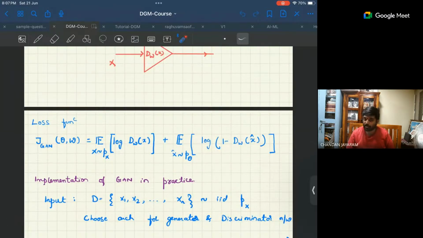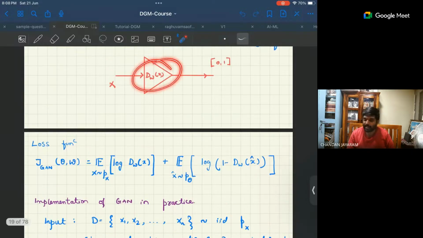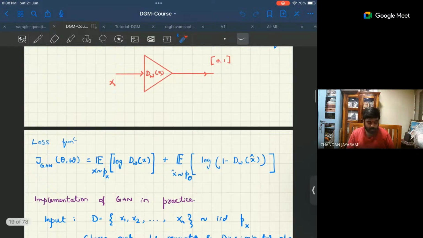I will not be going into the derivation of this loss function. Here D of omega, or D_w, whatever you say, here omega are the parameters. And this is the expectation. You can see from which distribution you are getting it: you are getting it from px. This distribution is over px, the real data, and this is over the fake or generated data, which is from the distribution p theta. And this is your loss function.